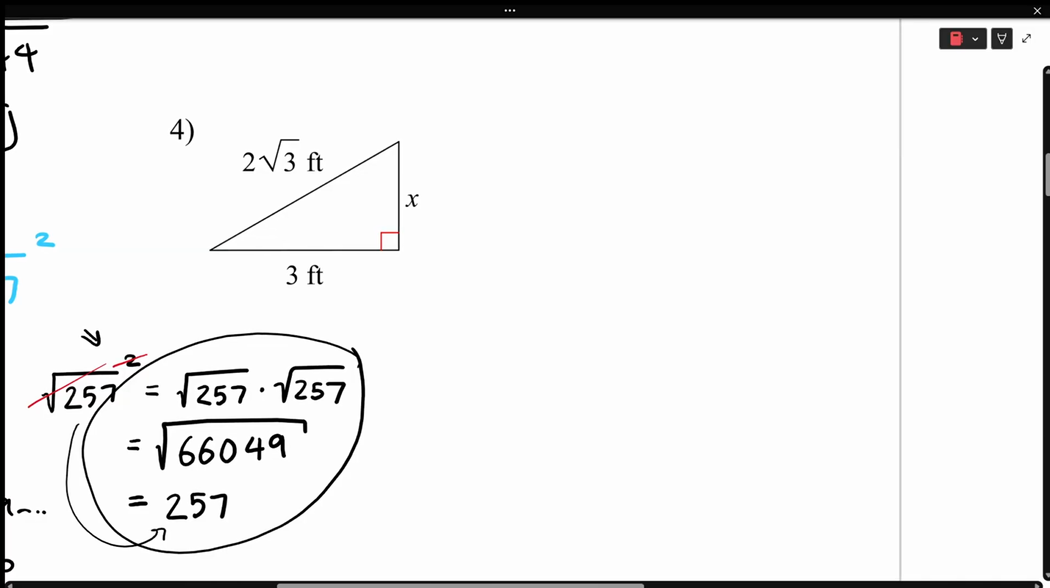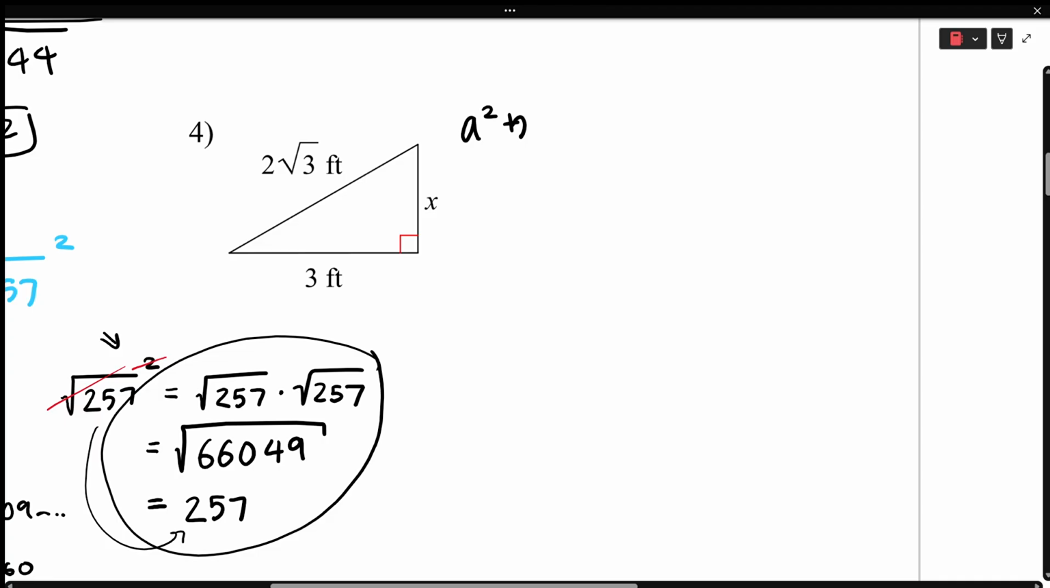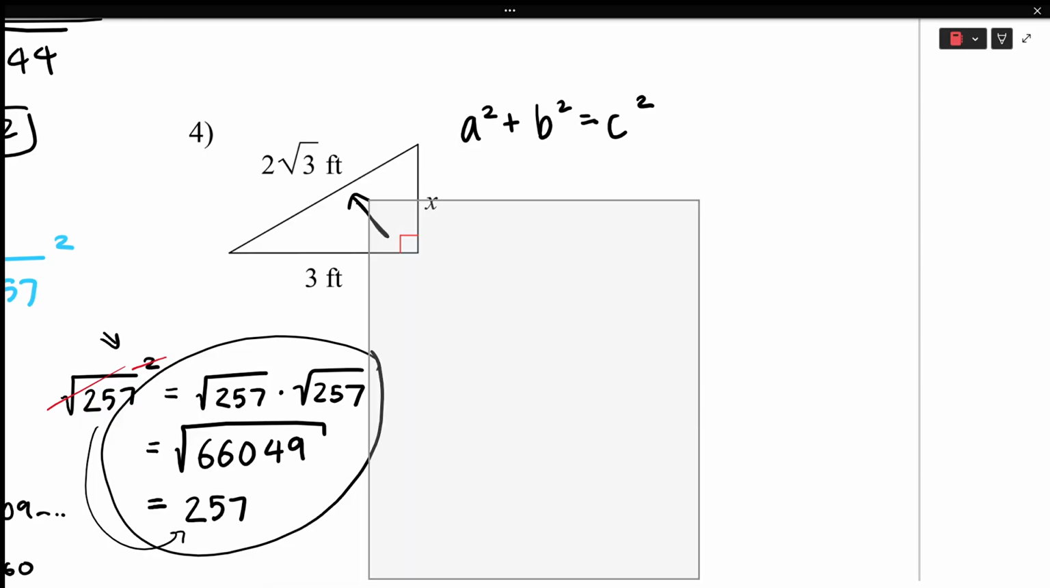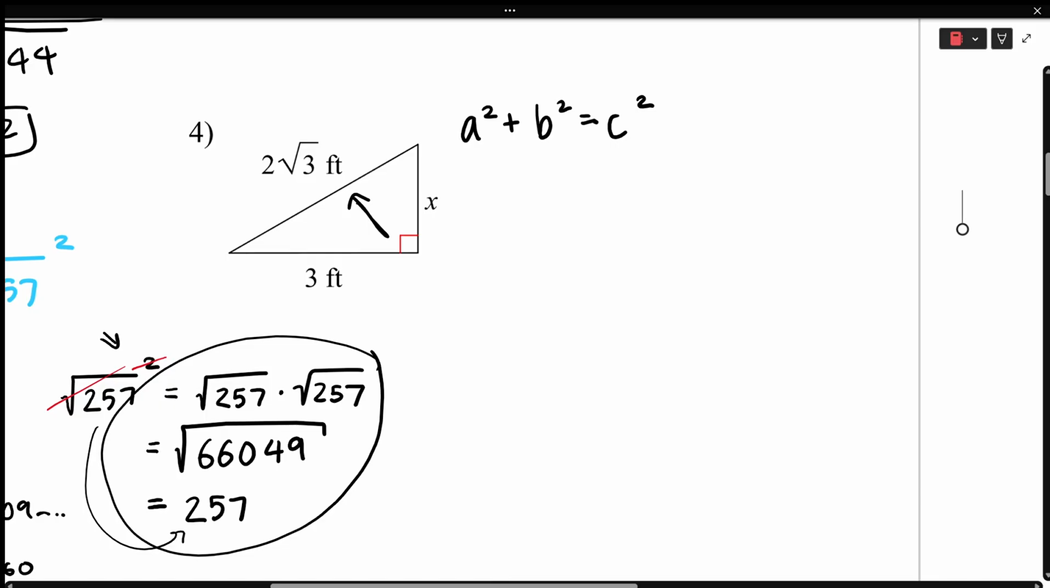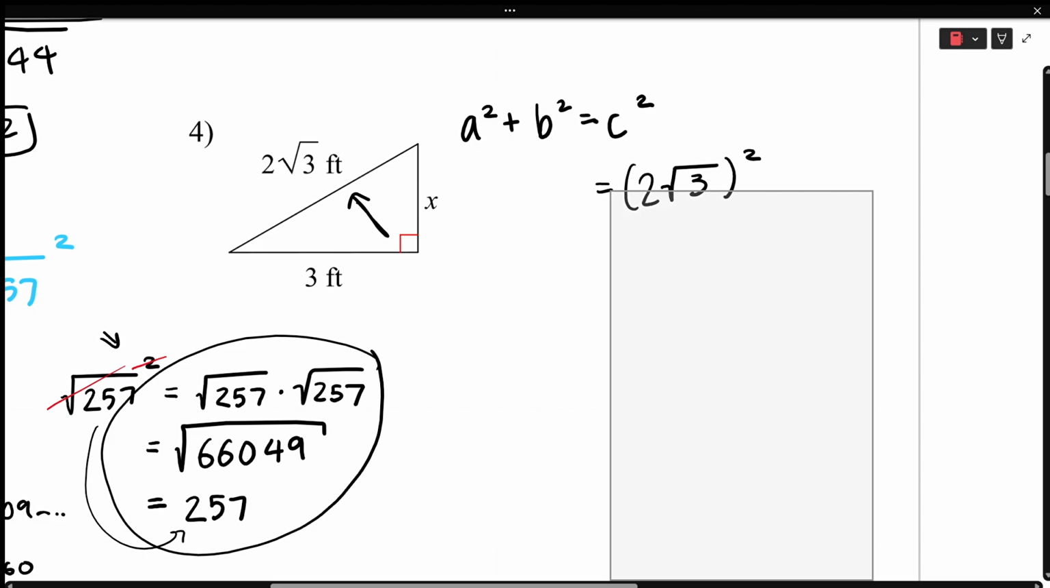So let me do number 4 real quick. I'm not color coding on this one. A squared plus B squared equals C squared. Which one is our C? It's going to be 2 square root of 3. Okay, notice how I put the parentheses there?